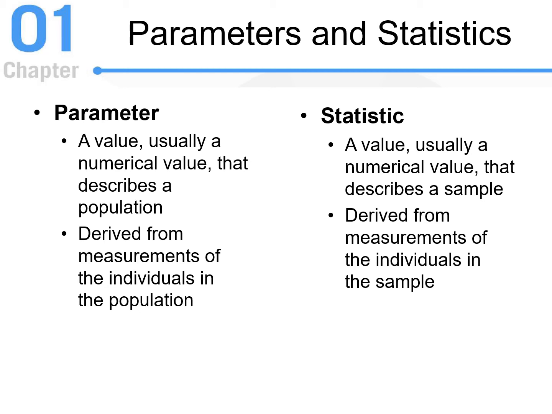Any descriptive information pertaining to the sample is called a statistic. So if you find the mean of the sample of 100 BMCC students for their GPA, that's a statistic, because that's the measurement of those 100 people in the sample. If you were measuring the 25,000 BMCC students in the population, the mean of that would be a parameter. The mean of that population would be a parameter.